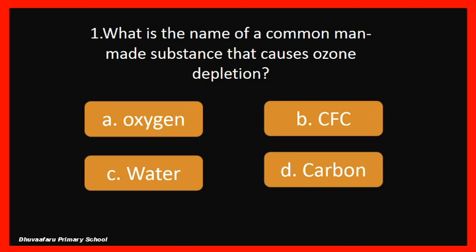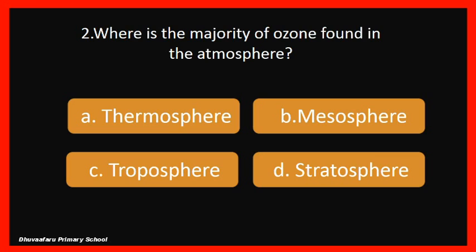What is the name of a common man-made substance that causes ozone depletion? Option A, oxygen. B, CFC. C, water. D, carbon. Question 2. Where is the majority of ozone found in the atmosphere? A, thermosphere. B, mesosphere. C, troposphere. D, stratosphere.